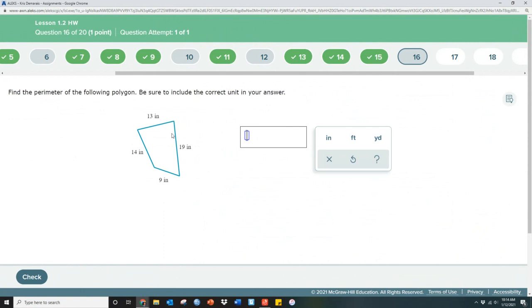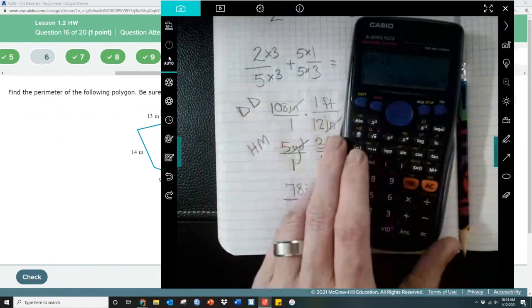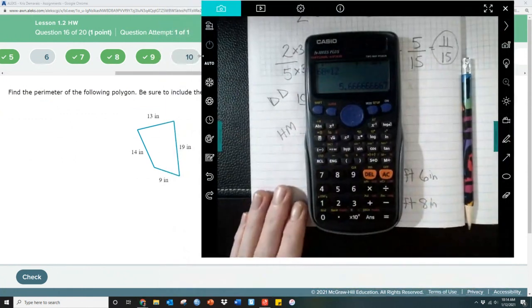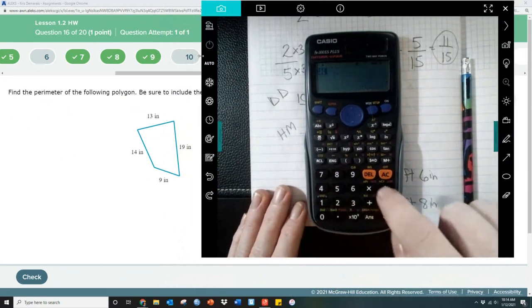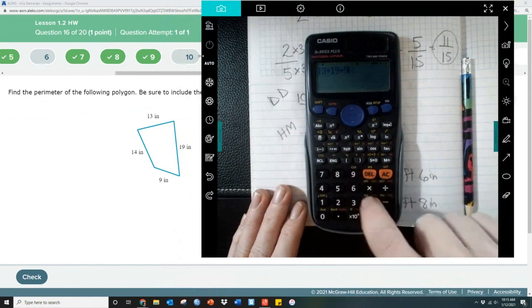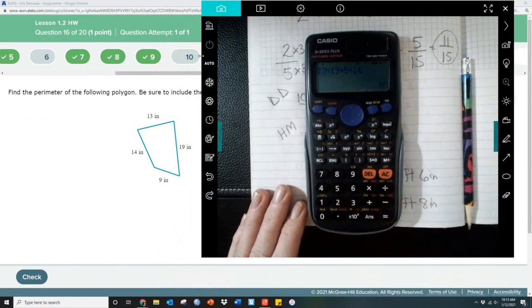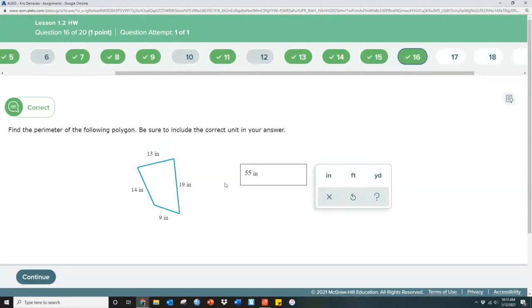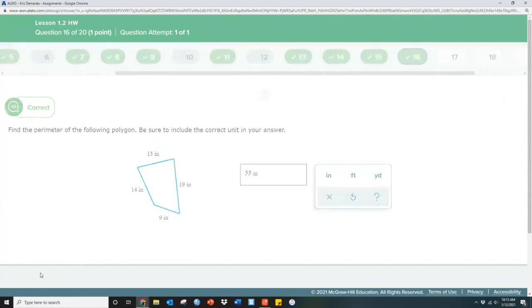Now this right here, the perimeter. Believe me, I had this on a final one time for students, but all you have to do is go 13 plus 19 plus 9 plus 14, and then you hit enter, and there's your answer. It is that simple. Make sure you put the inches in there. There's no rocket science there. You're adding like terms together.